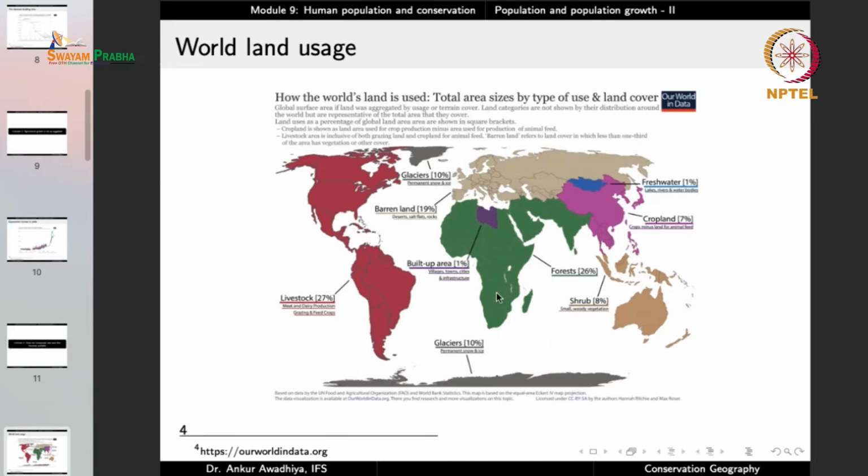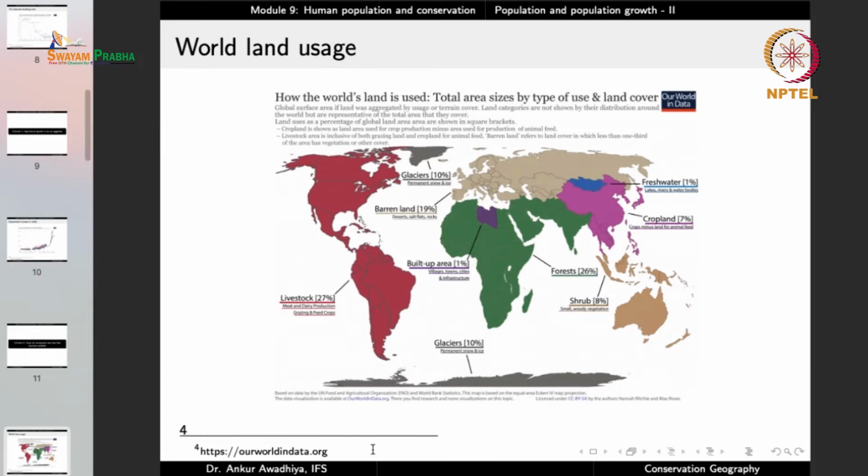Forests currently are 26% of the land area. That is most of Africa, then certain parts of the Middle East and up to India. So this much is the amount of land that is currently under forest, and this has been decreasing over time. The built up area, which includes the villages, towns, cities, everything, is roughly the size of the country Libya. Roughly 19% of the land is barren land, 8% of land is shrubs, fresh water is just 1% of the land area, and glaciers are 10% of the land area.